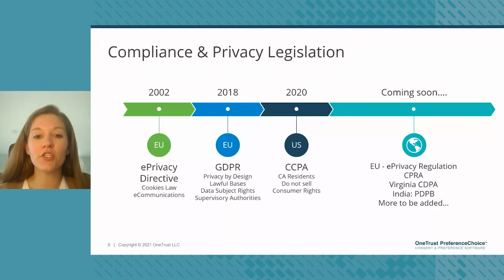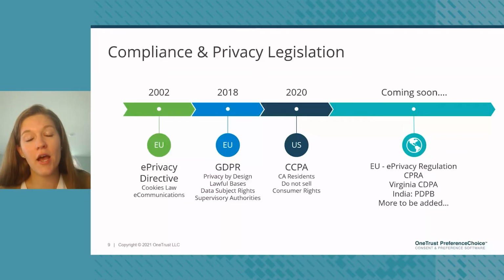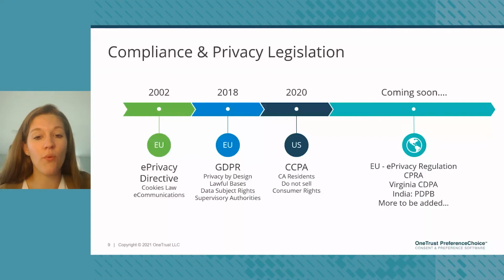But we also have additional state laws in the US. CCPA out of California is going to progress to become CPRA, effective in 2023. We also just recently had Virginia CDPA passed. So lots of acronyms to keep up to date with.